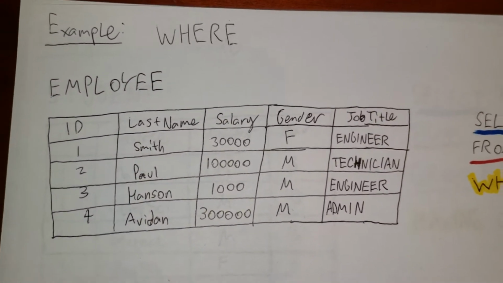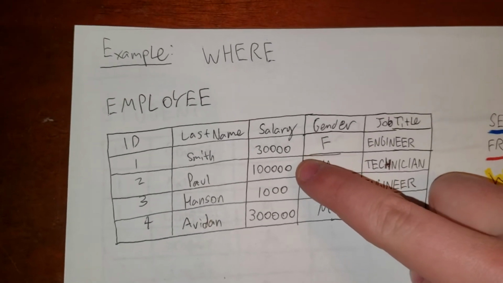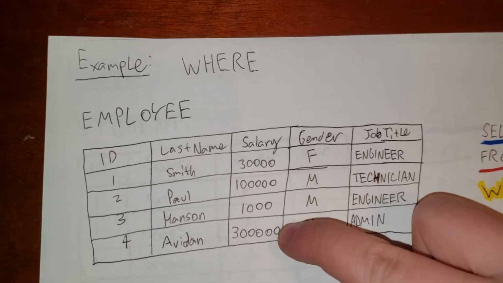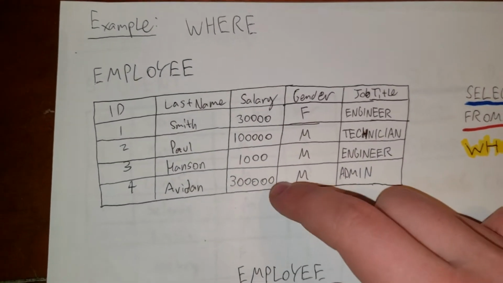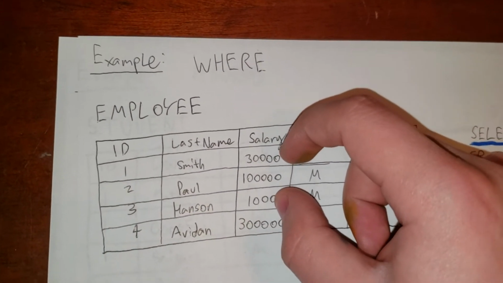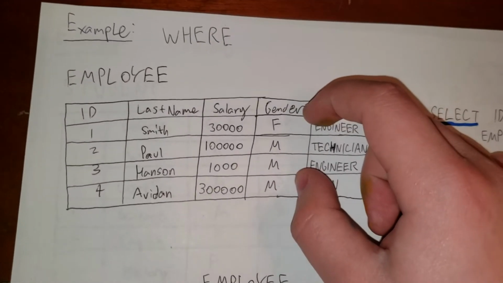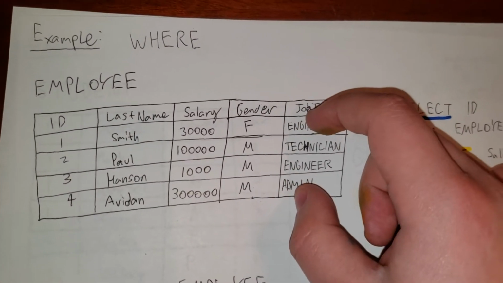So we'll look here, Smith has a salary of less than 50,000, Paul does not, Hansen does, and Avidan has a salary of over 50,000. So we see that Smith and Hansen are the only ones that are going to be selected from this where statement, right? The other two are going to be basically deleted from the table.